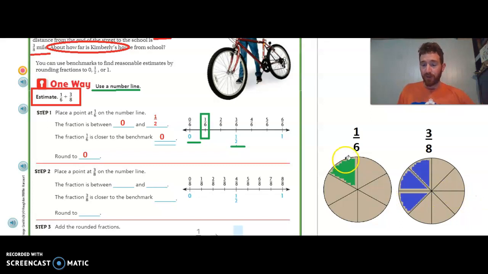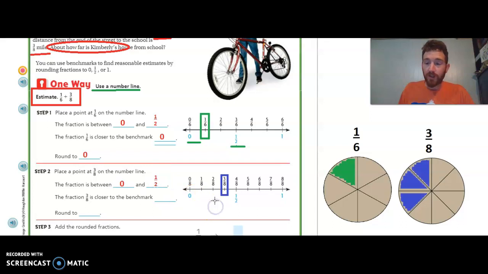So you can tell this is more than 1/6, and maybe we're getting close to 1/2, but let's also use our strategy of using the number line. So if we place a point at 3/8 on the number line, let's just go ahead and highlight it here. 3/8 is right here, okay? So once again, we can see that we're between 0 and 1/2. Again, our benchmarks here, 0 here and 1/2 here. 3/8 falls in between the two. So we're going to say this is between 0 and our 1/2 again.